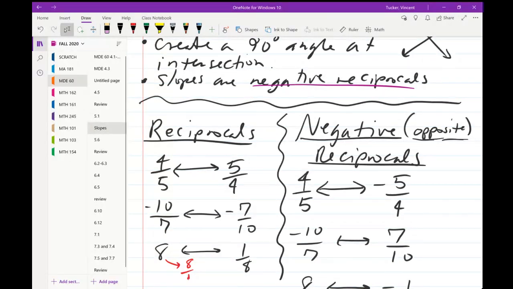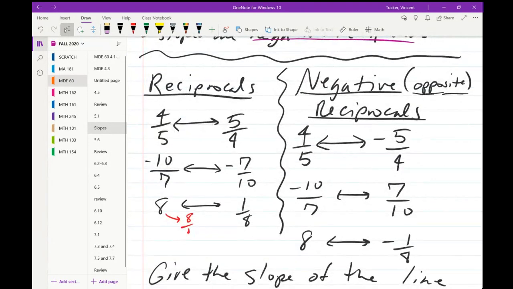Now, negative reciprocals. Negative mathematically means opposite. So negative reciprocals means you flip the fraction and use the opposite sign. So if you have 4/5, the negative reciprocal of 4/5 will be negative 5/4. If you have negative 10 over 7, the negative reciprocal will be 7 over 10. And then for 8, the negative reciprocal would be negative 1 over 8.